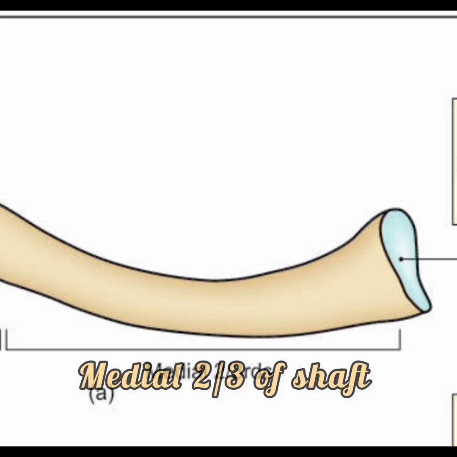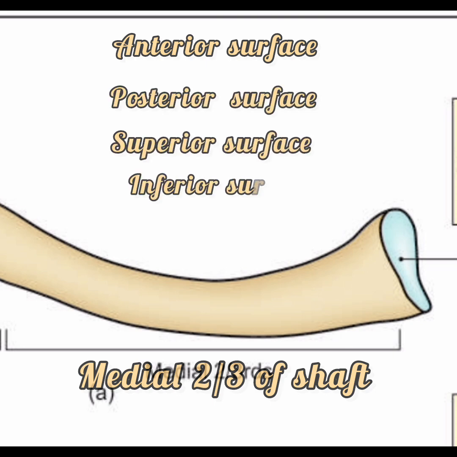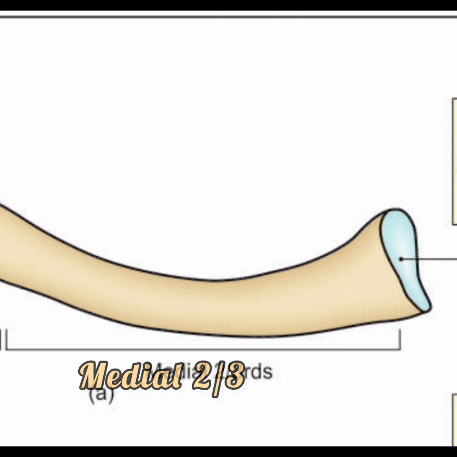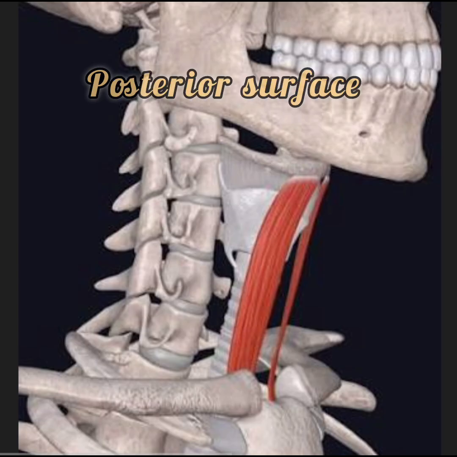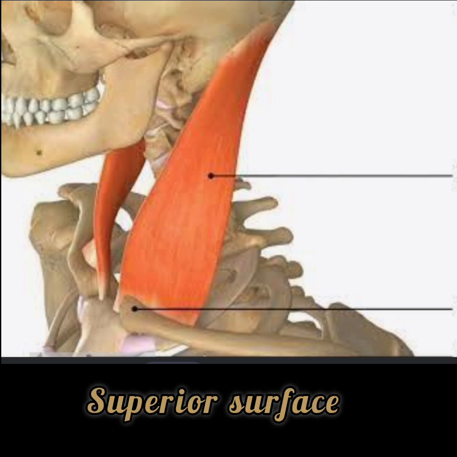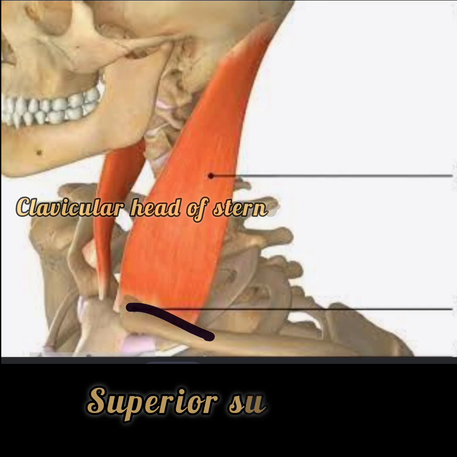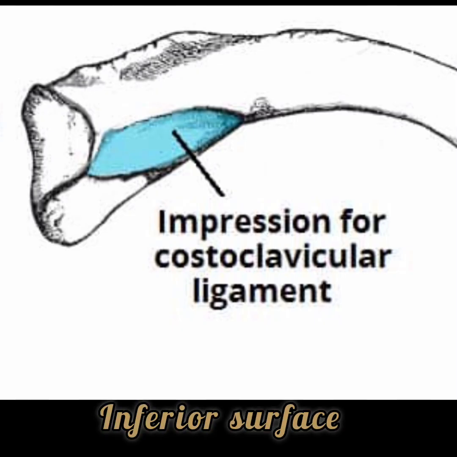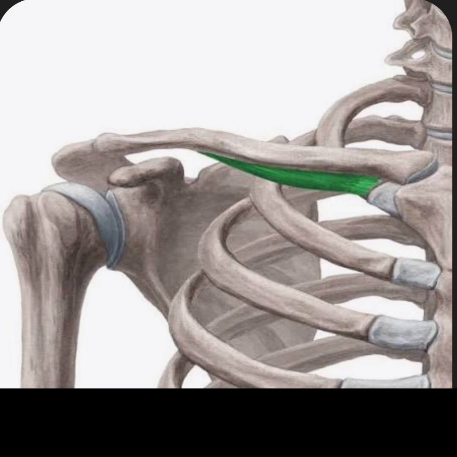Medial 2/3 of the shaft: anterior surface, posterior surface, superior surface, inferior surface, and subclavian groove. Most of the anterior surface gives origin to the pectoralis major. The posterior surface close to the medial end gives origin to the sternohyoid muscle. Half of the rough superior surface gives origin to the clavicular head of the sternocleidomastoid. The oval impression on the inferior surface at the medial end gives attachment to the costoclavicular ligament. The subclavian groove gives insertion to the subclavius muscle.